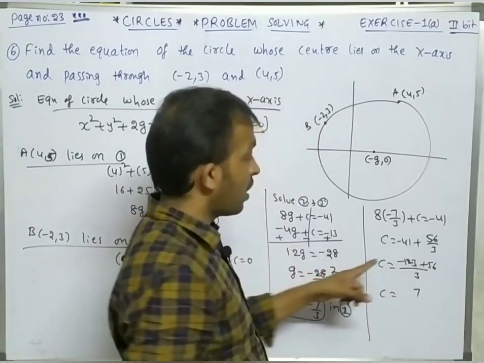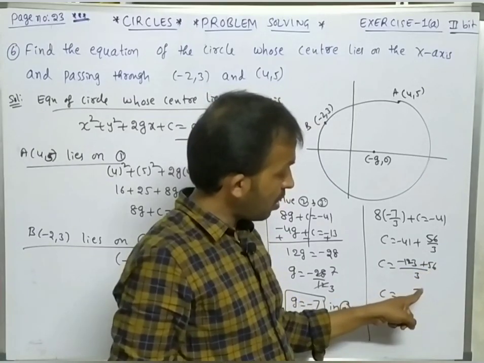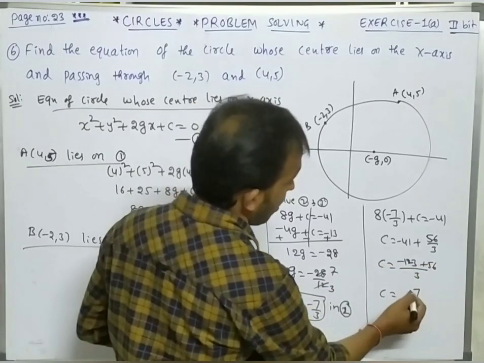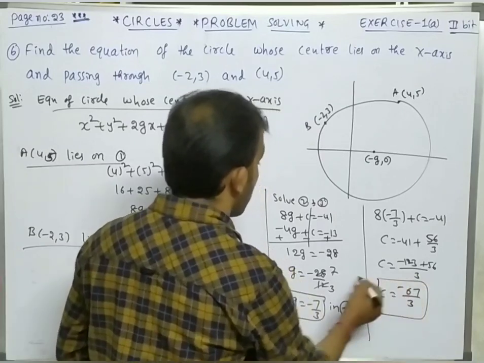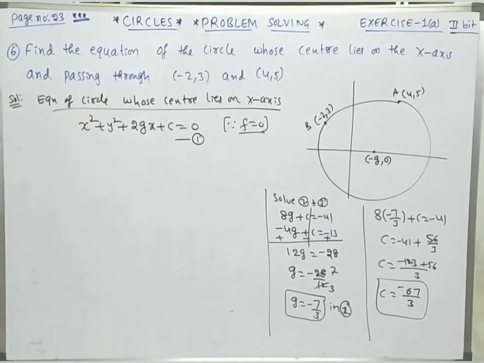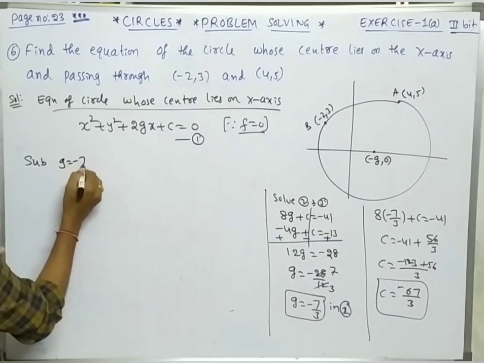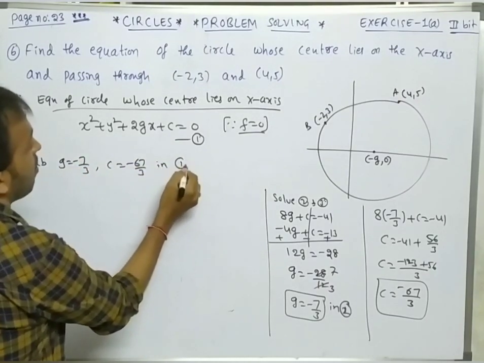This is 13. 13 minus 6, 7. 11 minus 5, 6. Minus 67 by 3. So we got g value minus 7 by 3 and c value minus 67 by 3. Now substitute g minus 7 by 3, c minus 67 by 3 in 1.